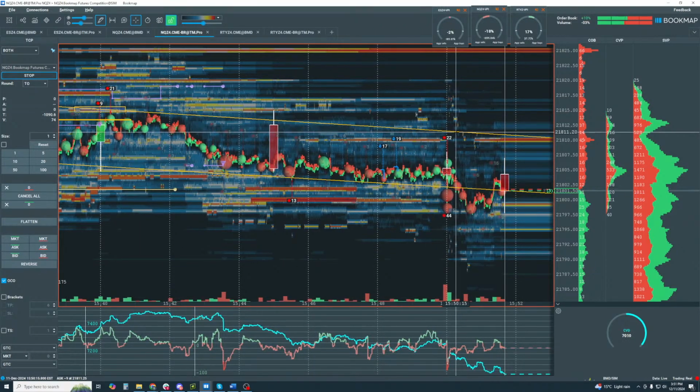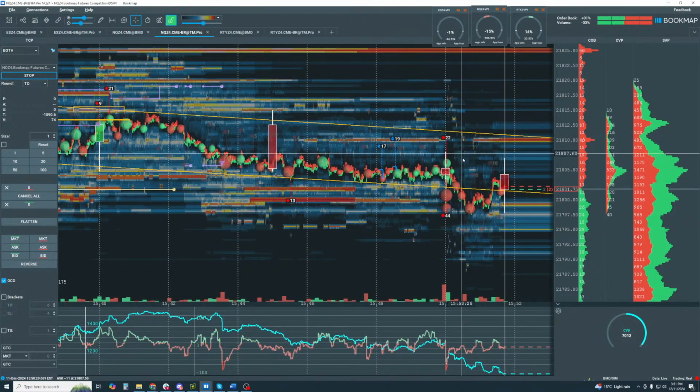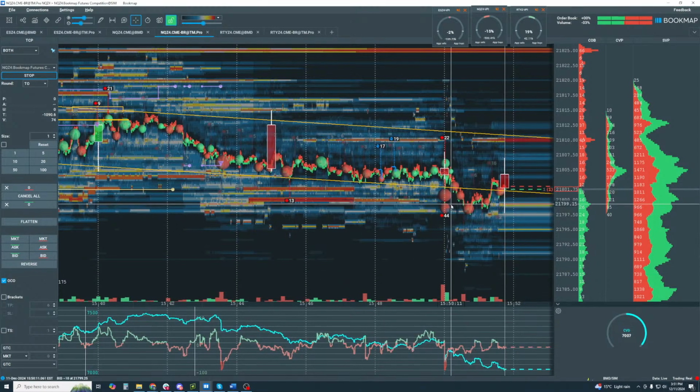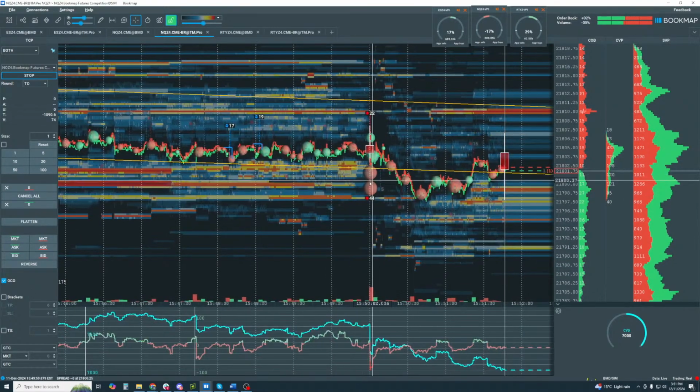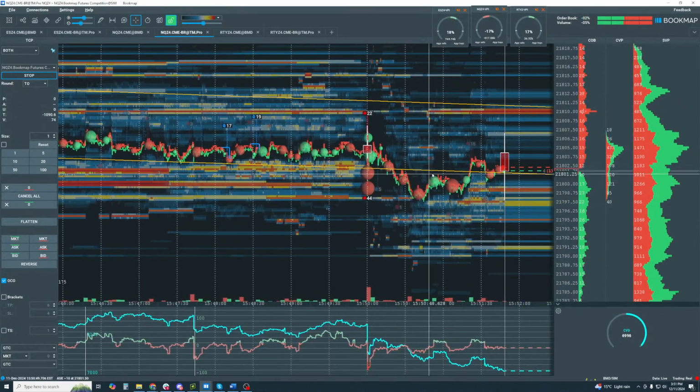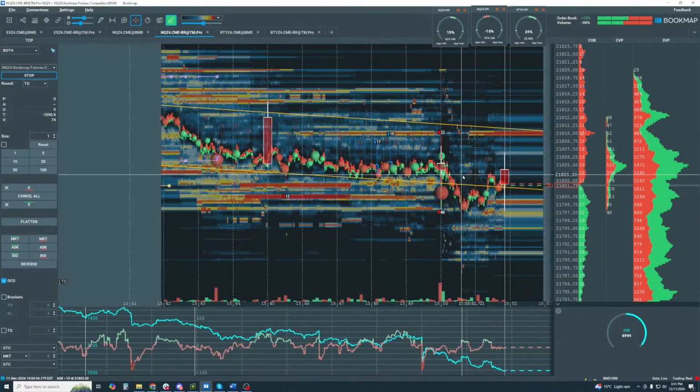All right, let's see what's going on now. We had some volatility here 10 minutes before the market closed, right at 3:50.